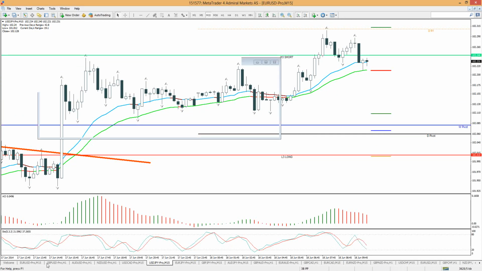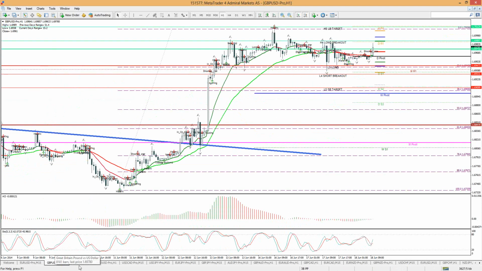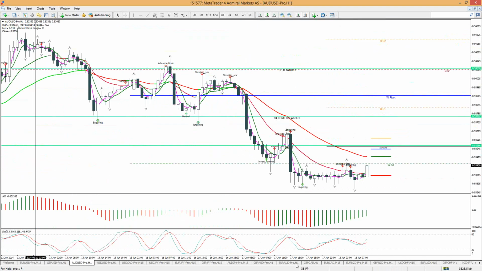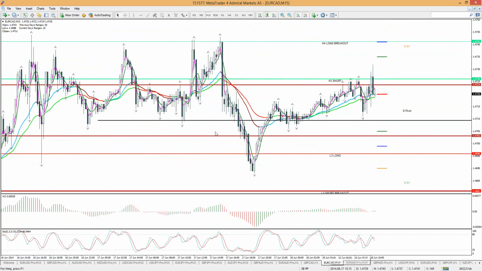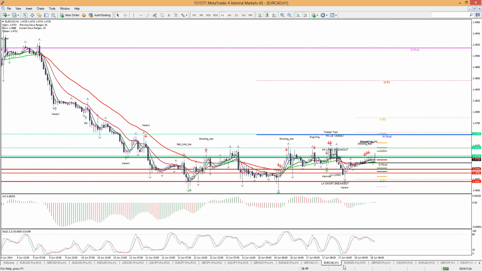Let's see, what else were we looking at? That's it, okay. So, let's continue with the pound CAD. Same story as the pound dollar, I think. Euro CAD, it's flat, so it doesn't look that interesting. Alrighty.